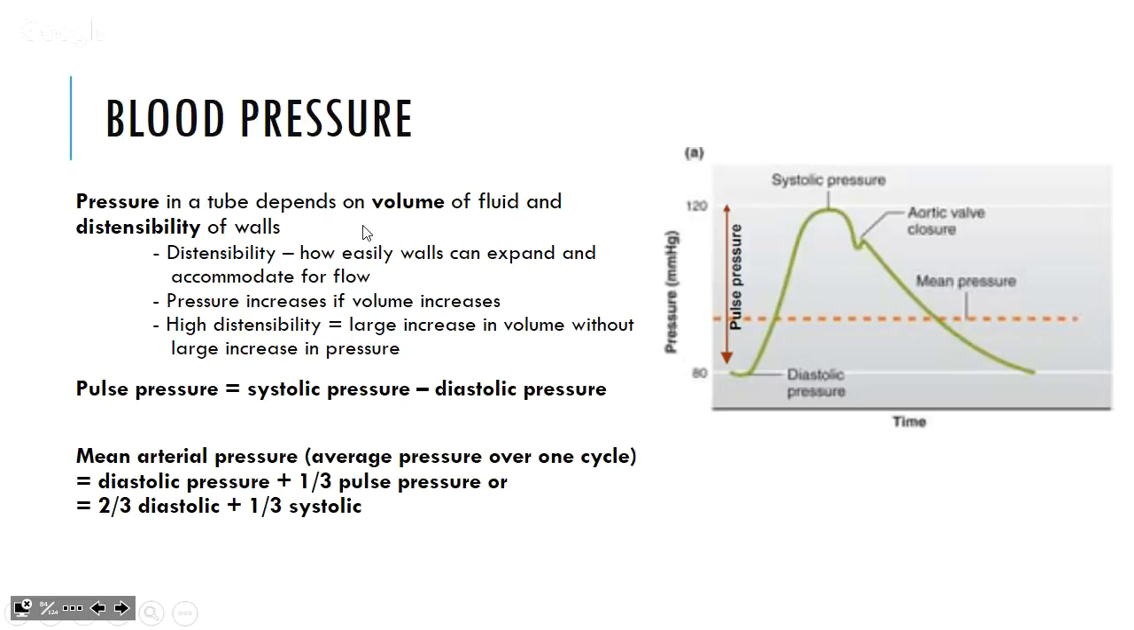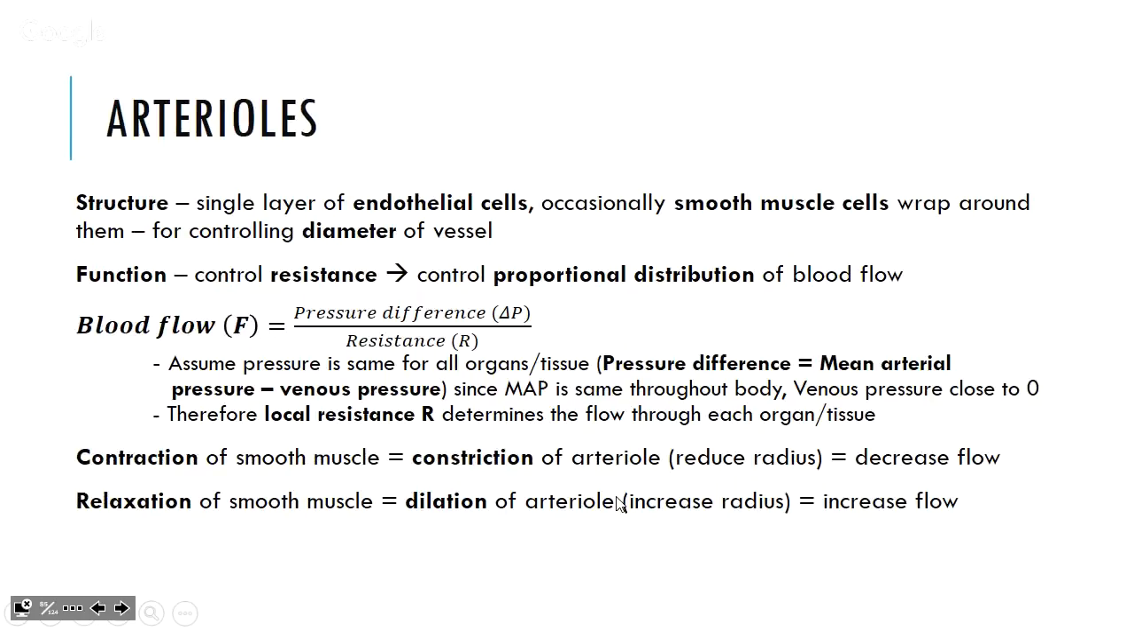So blood pressure, I guess, is just how much volume is in the blood and how distensible the walls of the blood vessel are, or how compliant they are. Here are some more formulas. Pulse pressure equals systolic minus diastolic. Mean arterial pressure equals 2/3 diastolic plus 1/3 systolic. I think it's good to memorize them just in case they ask you to do it.